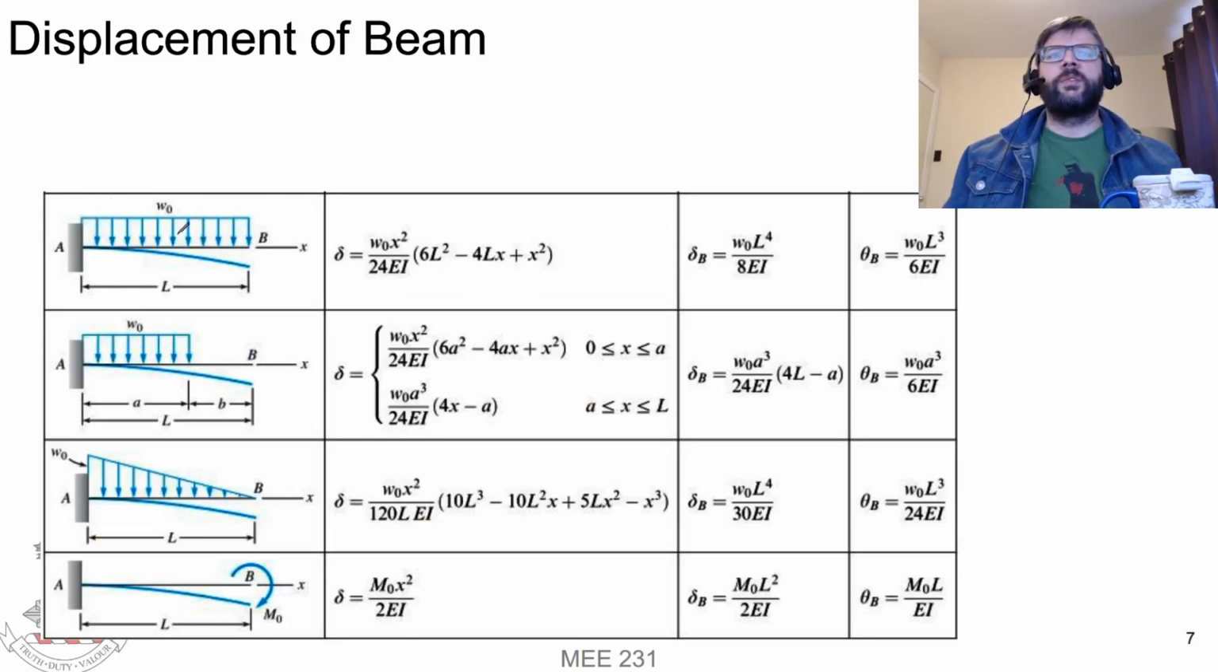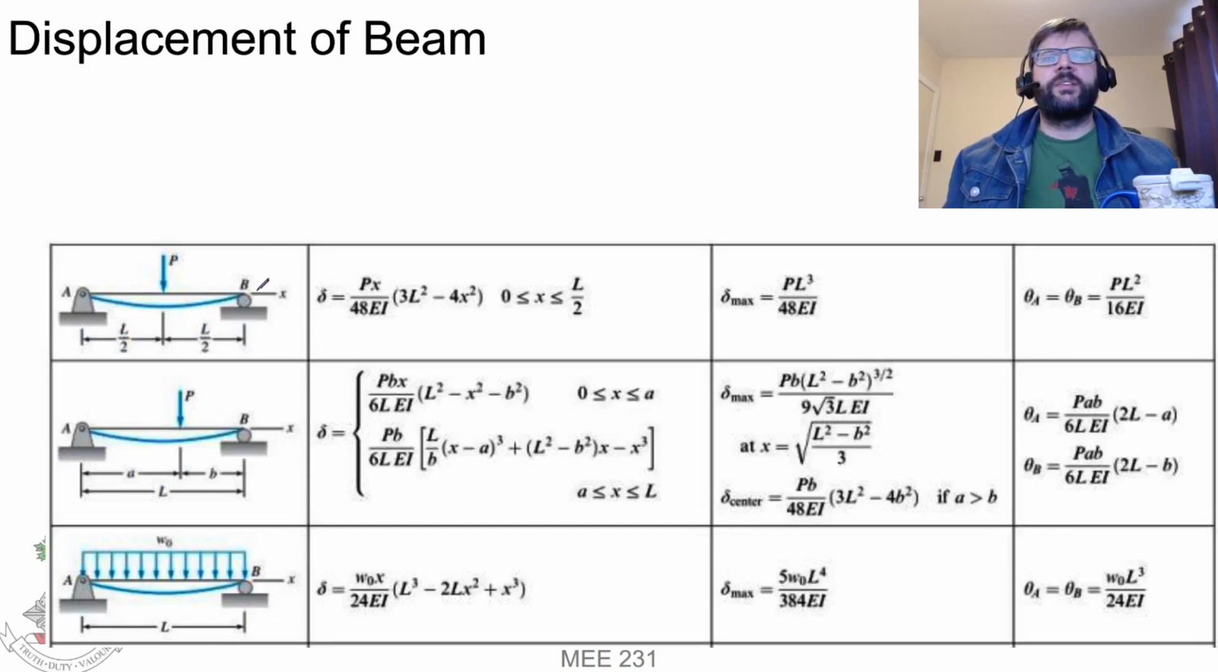Uniform loading for a cantilever beam across the entire length. Uniform loading for a cantilever beam that goes halfway through. A linearly decreasing uniform loading. And then what happens if you just stick a moment at the end? So that's for cantilever beams.